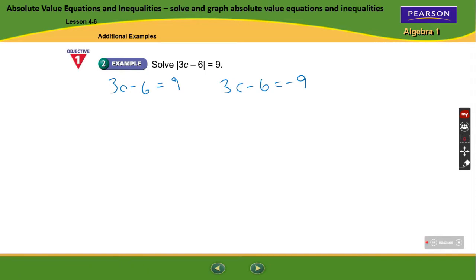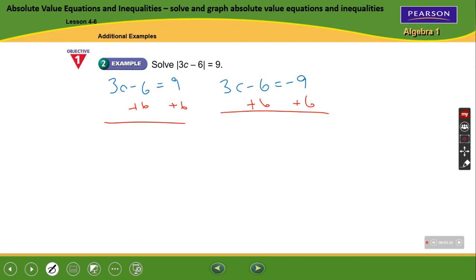Now, in order to finish the problem, it's actually not too bad. We just have to solve both of these two-step equations, and the work should be the same for each one. We've got plus 6 on both sides of each. So 3c is equal to 15, and 3c is equal to negative 3. Divide by 3 on each, and we have c equal to 5 or c equal to negative 1.